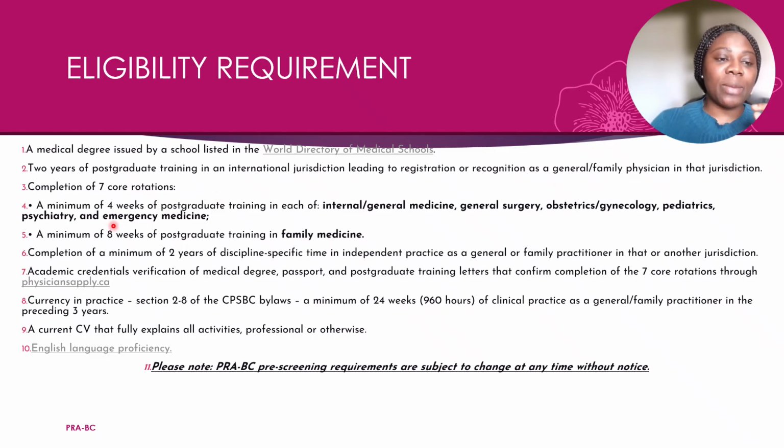Then a minimum of 4 weeks of postgraduate training in each of internal medicine, general surgery, obstetrics and gynecology, pediatrics, psychiatry, and emergency medicine. A minimum of 4 weeks. Count it. Internal medicine 1, general surgery 2, obstetrics and gynecology 3, pediatrics 4, psychiatry 5, emergency medicine 6. So you will have a minimum of 4 weeks rotations, postgraduate rotations, not as a medical student.